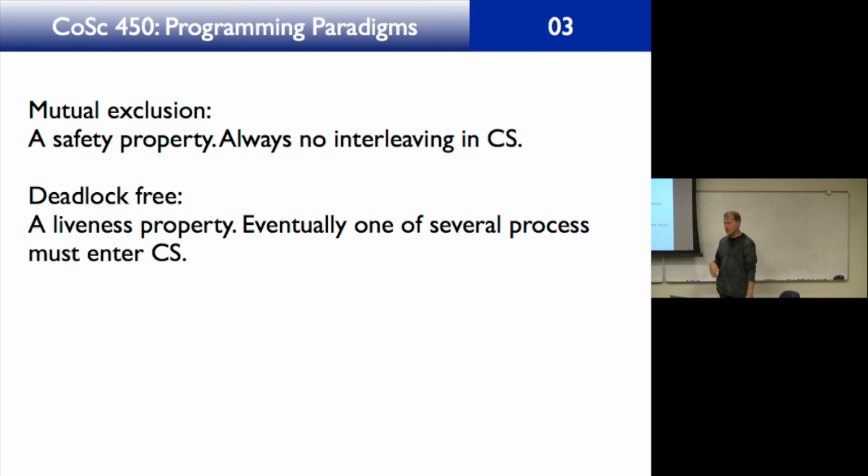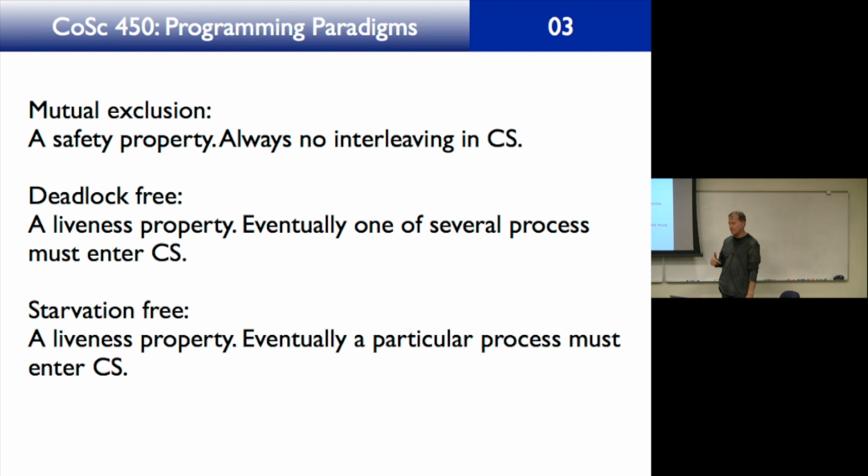And furthermore, what about starvation free? It's also a liveness property. So you see, eventually a particular process must enter, right? So we have one safety property and 2 liveness properties. Mutual exclusion is a safety property. Deadlock free and starvation free are both liveness properties. Are you with me on this? On how this fits in with what we learned before in general? So this is a specific case. I want to just do one more thing because it fits right in here.